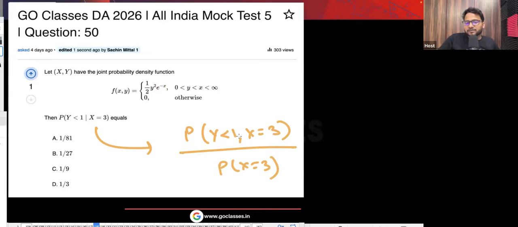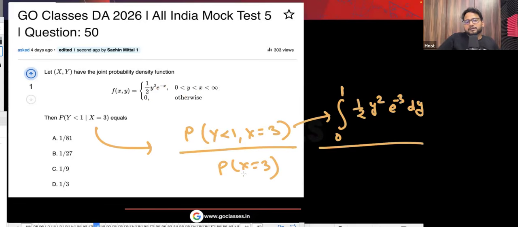Now, if you want to find out Y less than 1 comma X equal to 3, you can put X equal to 3, but for Y, you have to integrate, right? So basically, this will be an integration. For the Y, you have to integrate from 0 to 1, and for X equal to 3, you can directly put 1 upon 2 y square e power minus 3 dy, right? Divided by this thing. For this, you have to marginalize.